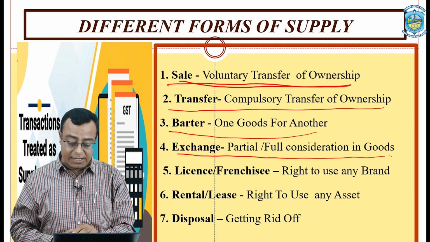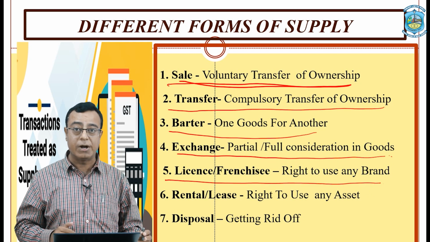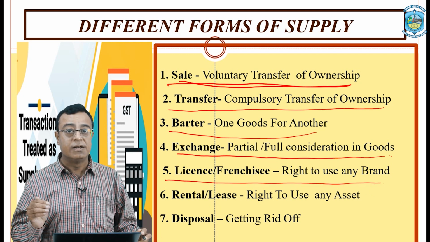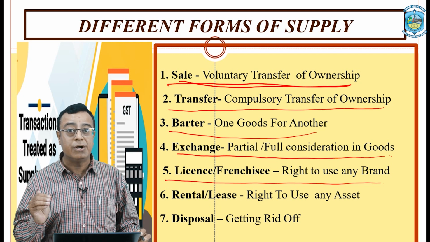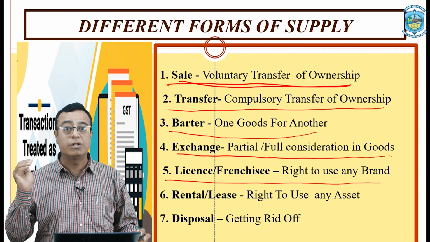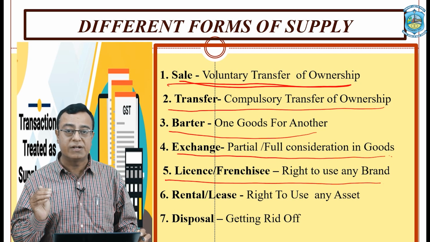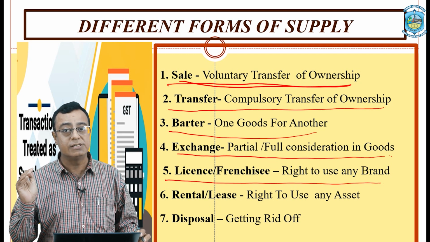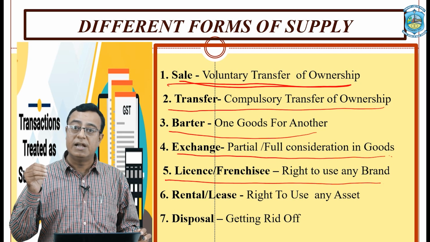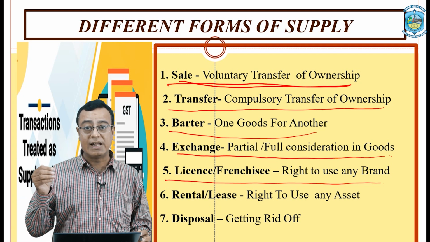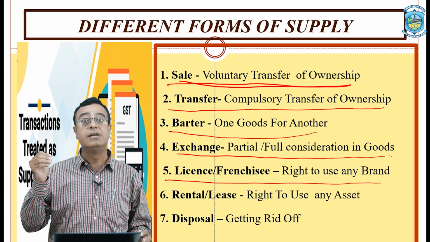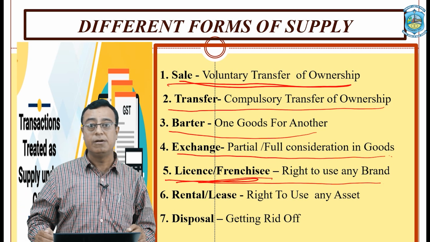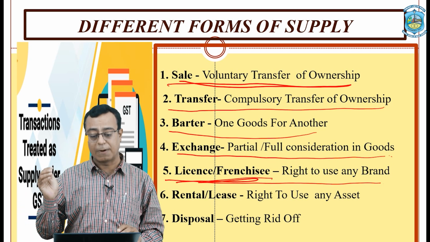Next is license or franchise. Once a particular company gives any particular license, meaning the permission to use the brand for the production of goods, for the manufacturing of goods or selling of goods, this is also termed as supply. If it is related with goods, it is known as license. If it is related with services, it is known as franchise, but under GST both are valid supply.